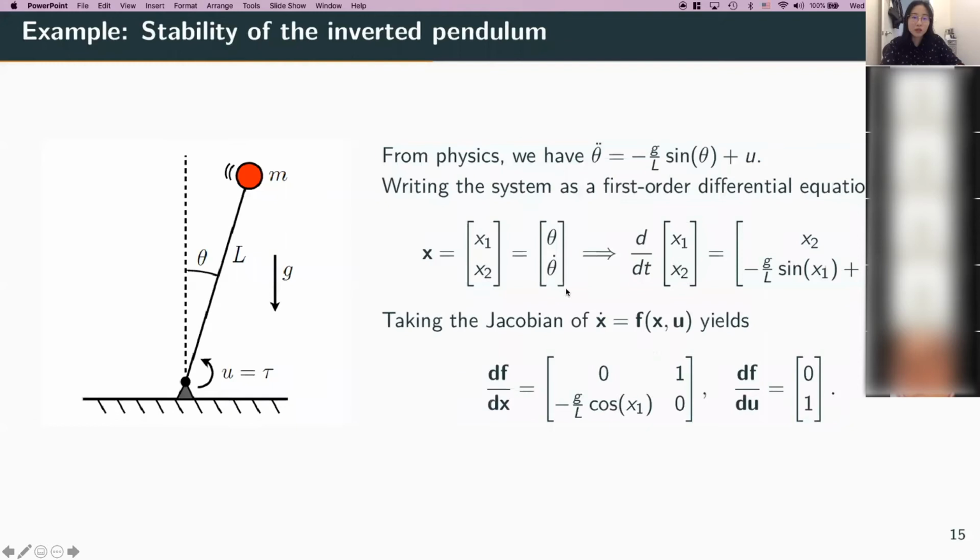If we take the Jacobian of x dot equals f, which is just this thing, with respect to x and u, then we get these matrices. So here we have, okay, I'll read it.